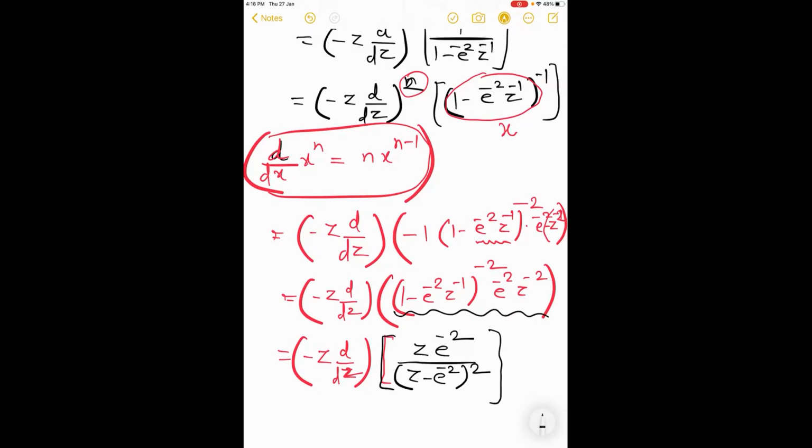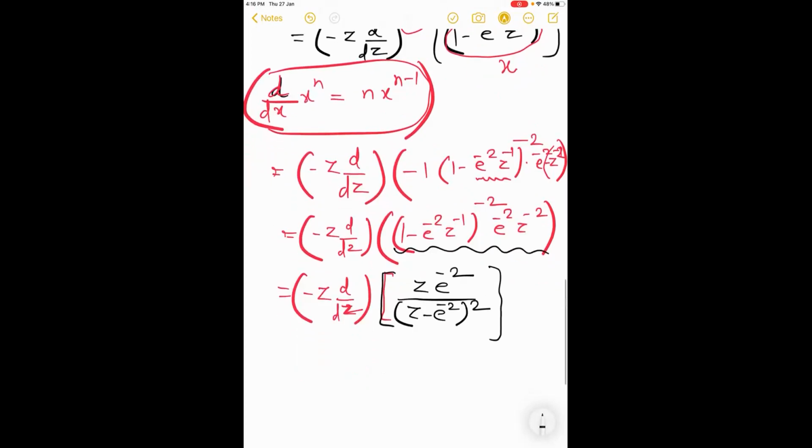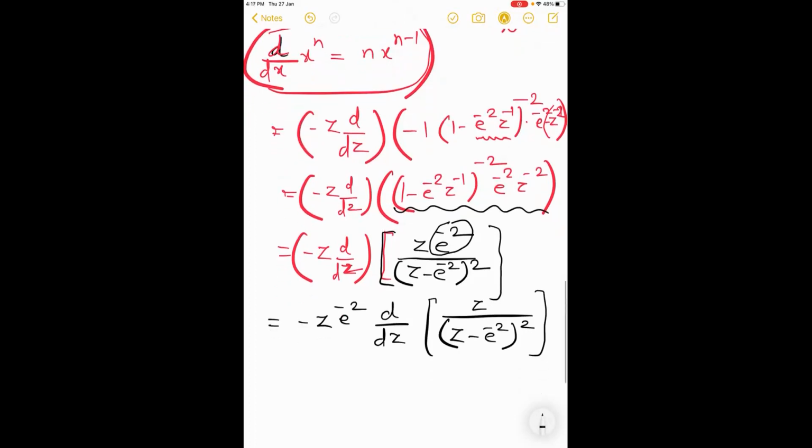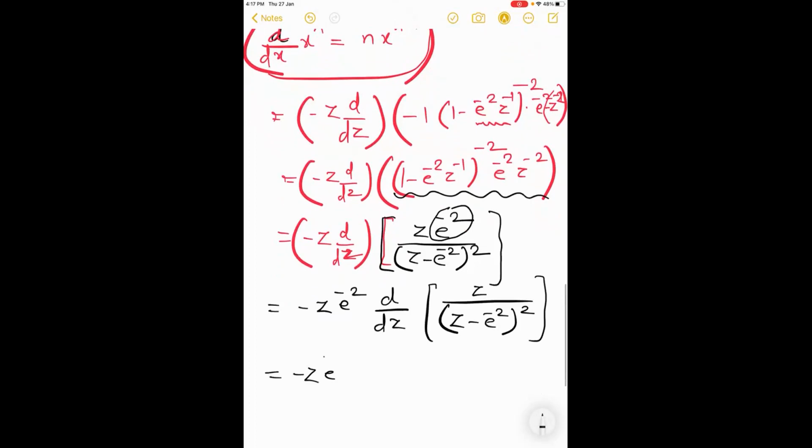Now while doing another differentiation, we have to differentiate this term again. So this is minus z and d by dz of this term. Now d by dz of this particular expression, e raised to minus 2 is anyway constant, that you can keep outside, and you do the differentiation only for the z term, z upon z minus e raised to minus 2, whole square. How will you proceed for this differentiation? Can anybody tell me?